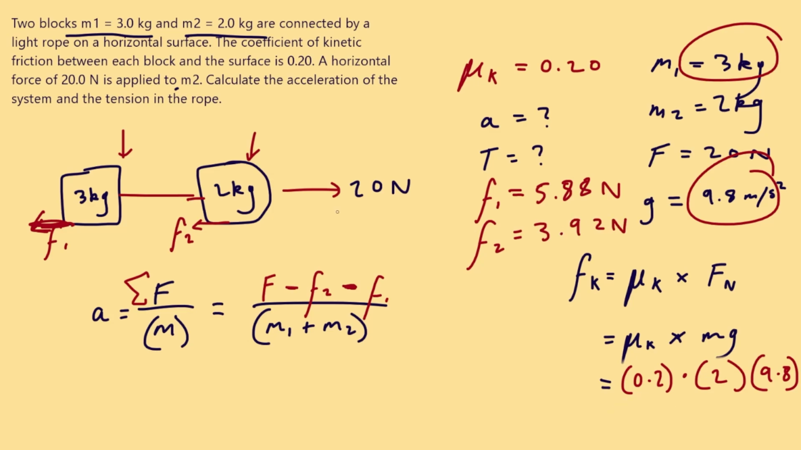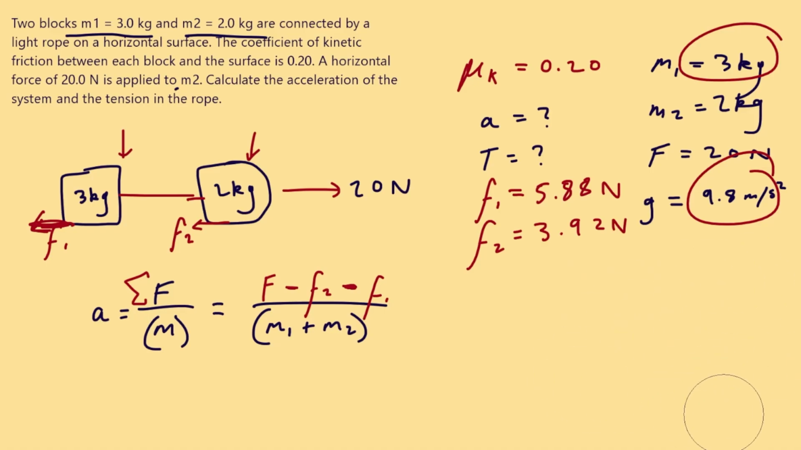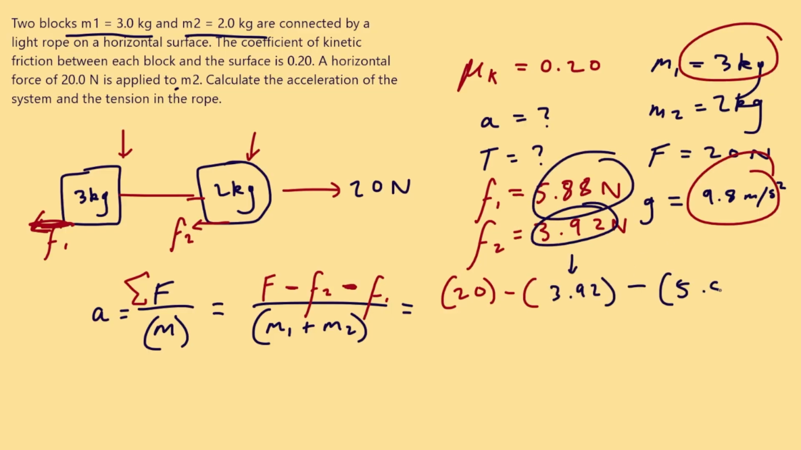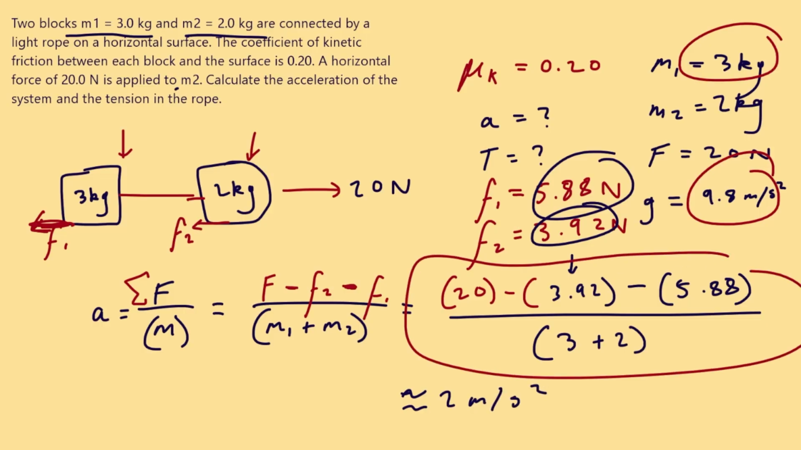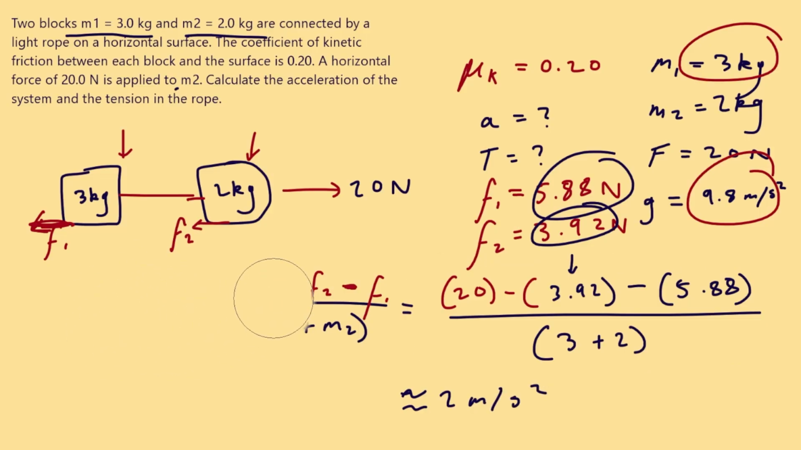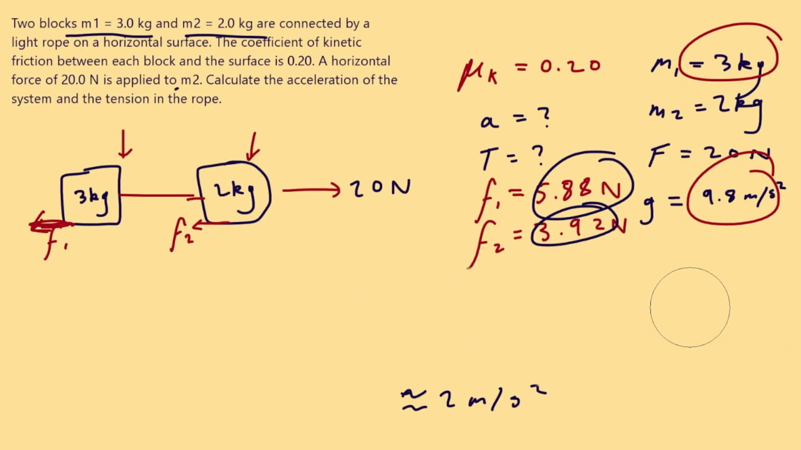Let me recap what we've done. We wrote our formula, but we realized that we need to find the friction values. We plugged our numbers into the friction formula, and now we are ready to solve for acceleration. I'll just quickly substitute in our numbers. And acceleration comes out to be roughly 2 meters per second squared after you put this into a calculator. That's it for acceleration.